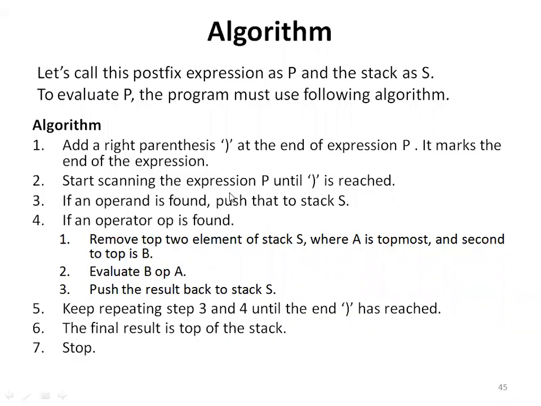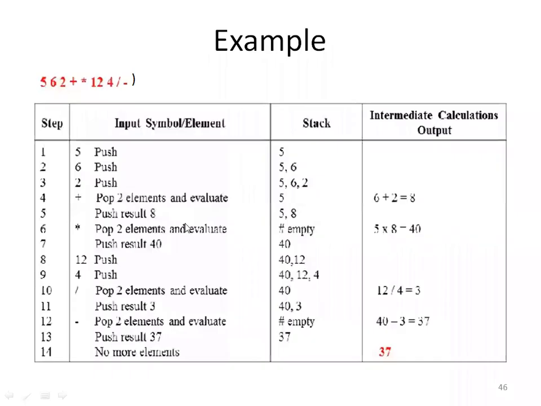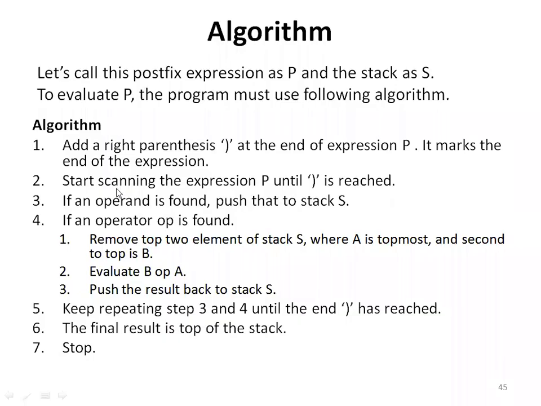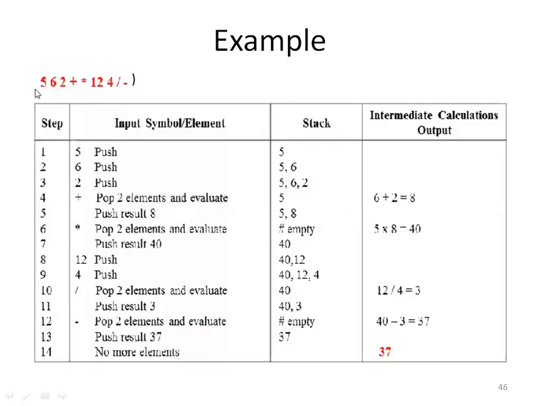Then what to do? Start scanning the expression P until you get this right parenthesis. So we will scan this expression from left to right, and while scanning, if an operand is found, then push that onto the stack. Here 5, 6, 2, all these are operands. Operators are plus, star, slash, minus. So we will scan from left to right until we get this right parenthesis.